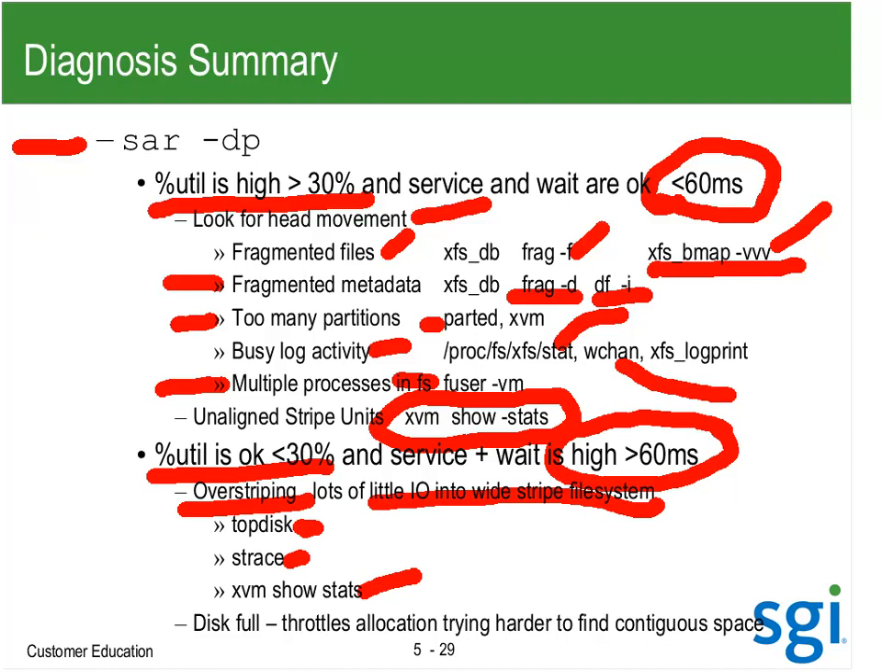Another thing that happens, when my file system starts filling up, we start throttling my allocation. We try harder and harder. The intent here is to avoid fragmentation in the first place so I don't have to take the penalty later. So you're actually going to see the wait time start creeping up as your drive gets busy, or full, I mean.